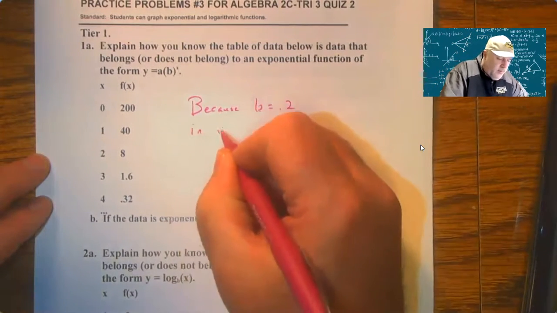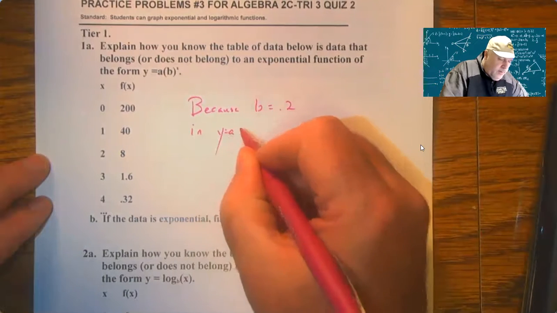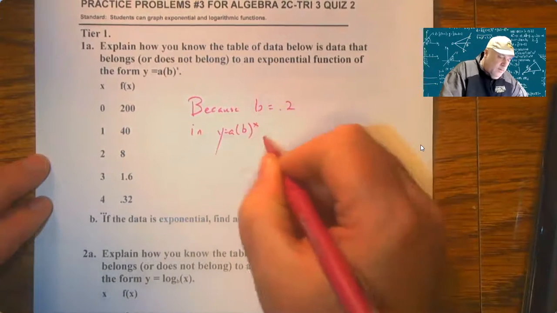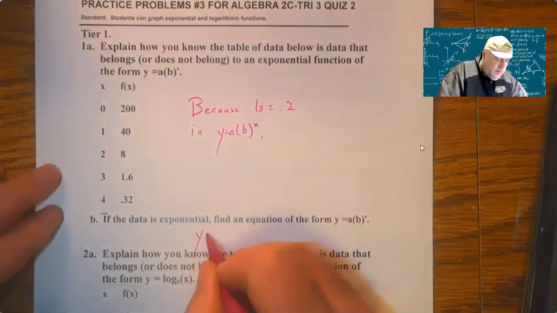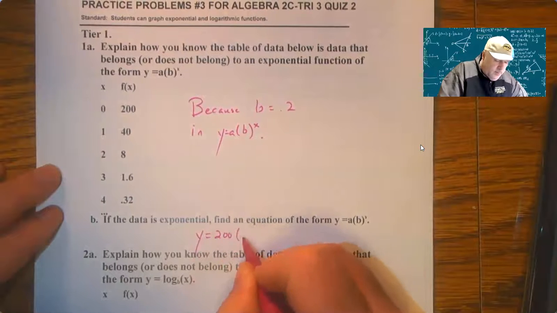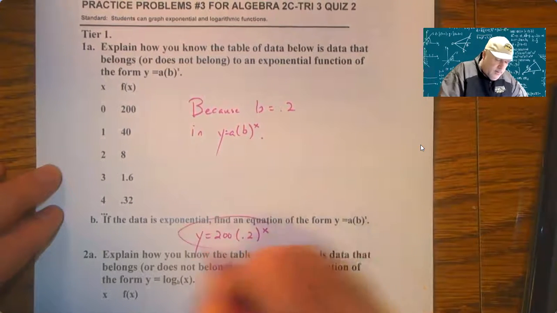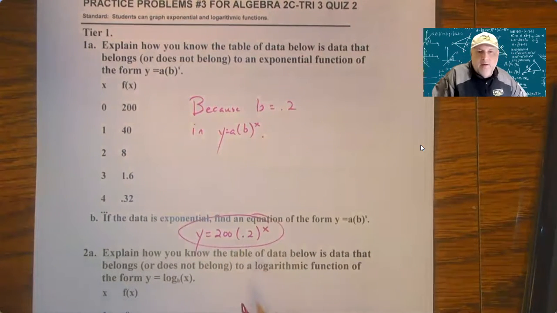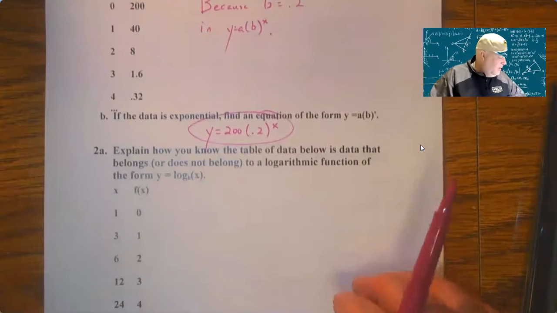In y equals a times b to the x. So 200 times 0.2 to the x is it. So make sure you check that out. I've given a few where this does not work. You don't get that same value.